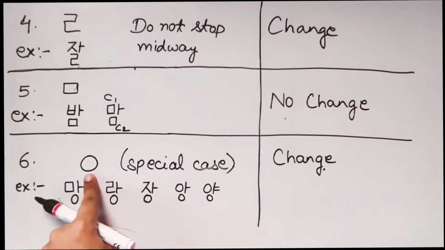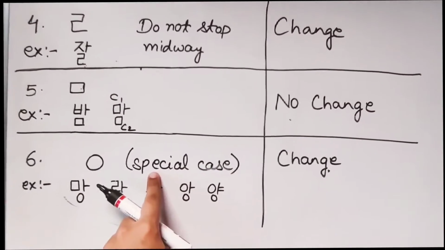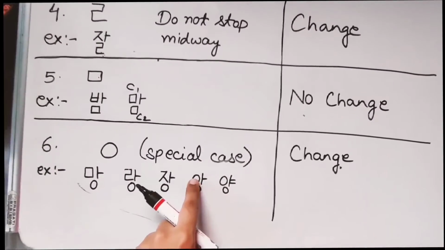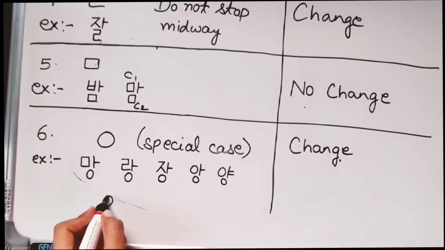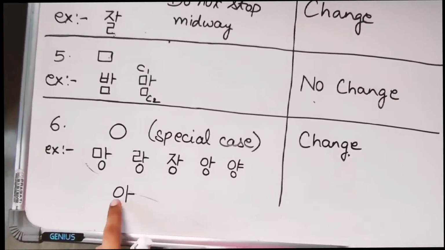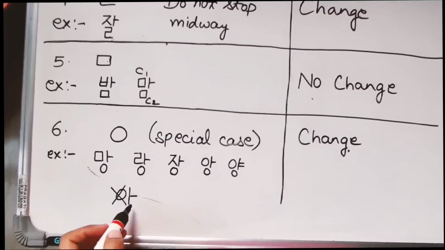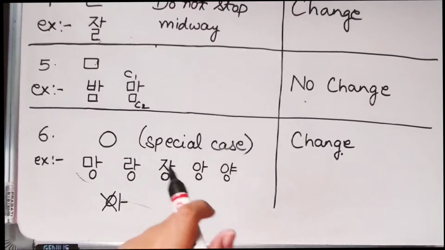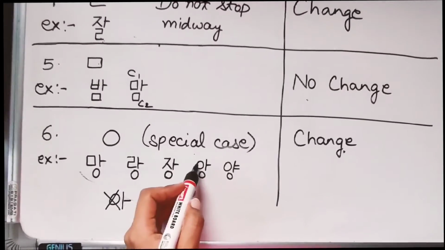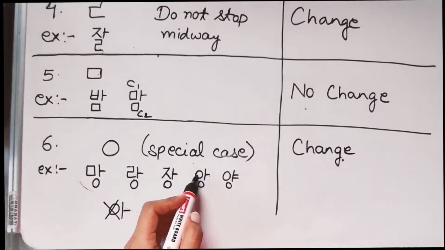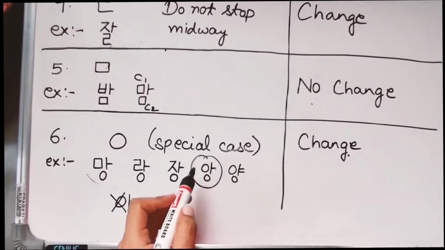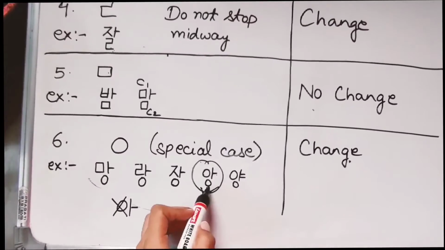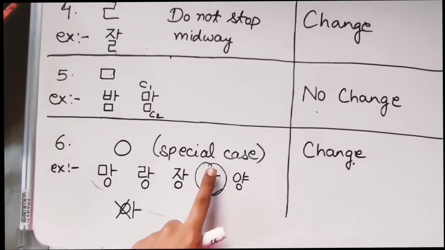Moving on to the sixth case. This is the special case which I had dealt with in the last video. This is the ung consonant. Let's take this example. In this case, there is this consonant before the vowel, but I do not read the sound of it. Instead, I only read the sound of the vowel, which is A. However, when I add this consonant at C2 position, it has a sound, and that sound is ung. So this syllable becomes ang.